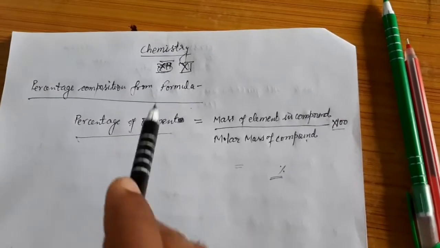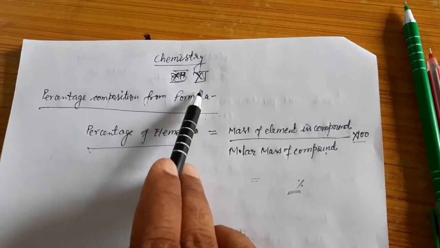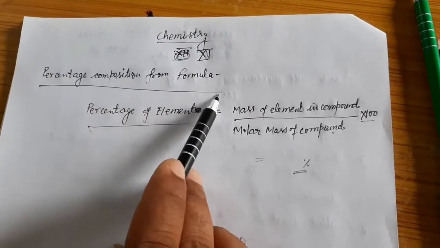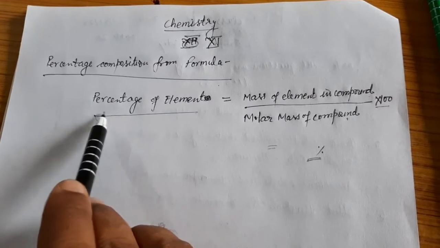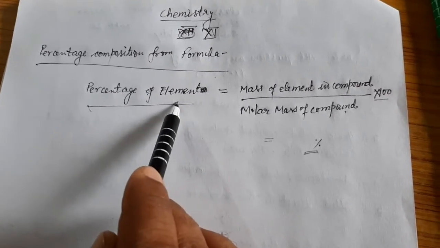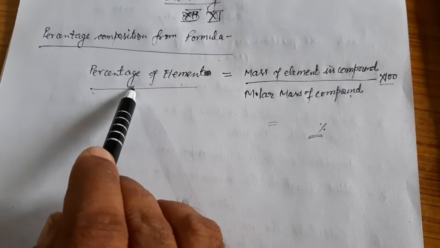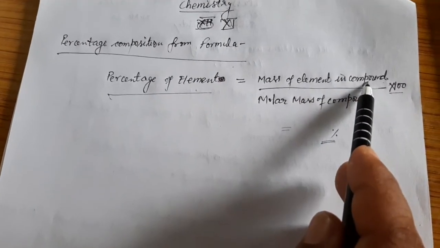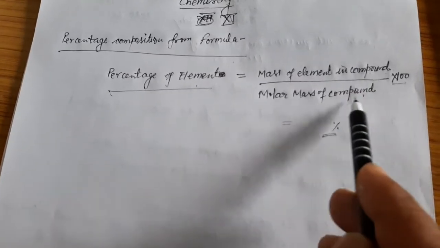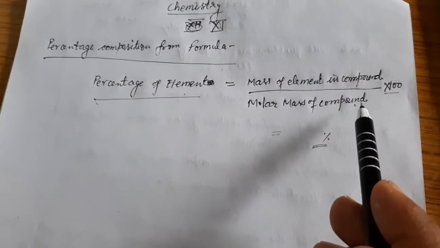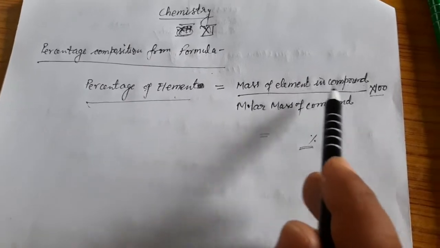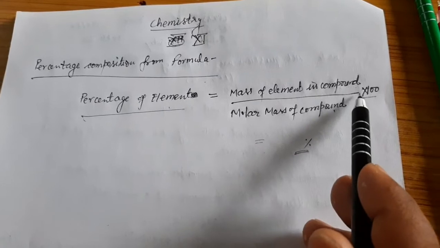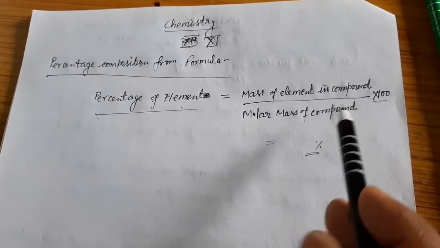Hello friends, in this video class we have to study about the percentage composition of element from the formula. We have to calculate the percentage composition of the element. So the percentage of element is equal to the mass of element in the compound divided by the molar mass of compound and multiplied by 100. Here the mass of element is either given or we have already understood about this.